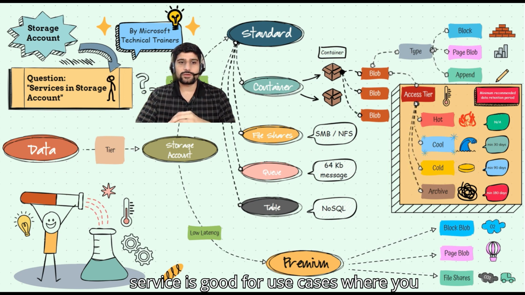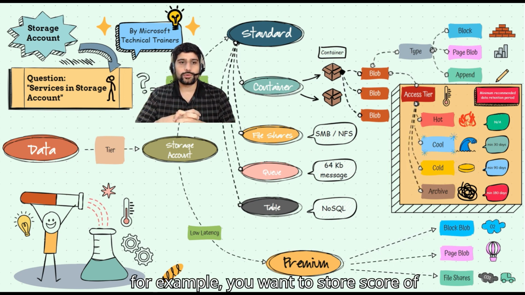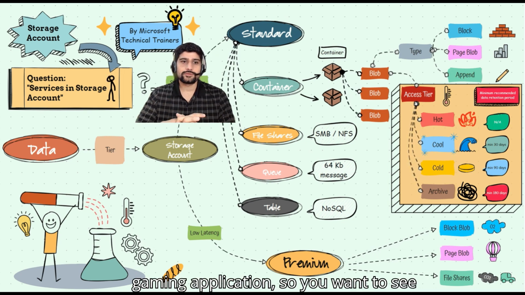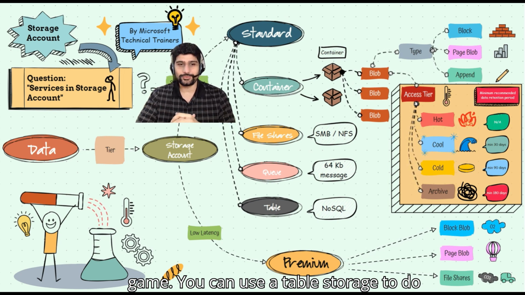Table service is good for use cases where you want to create a NoSQL storage. So for example, you want to store scores of a gaming application. You want to see the leaderboard of all the people who are actually winning at this time in the game. You can use a table storage to do that.